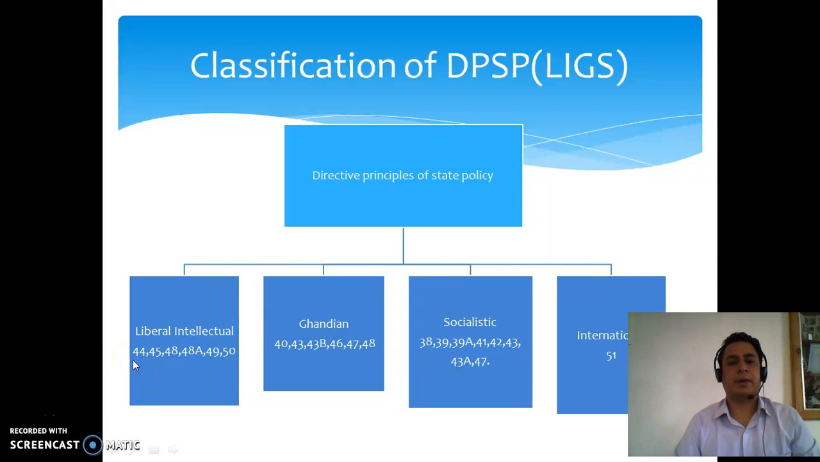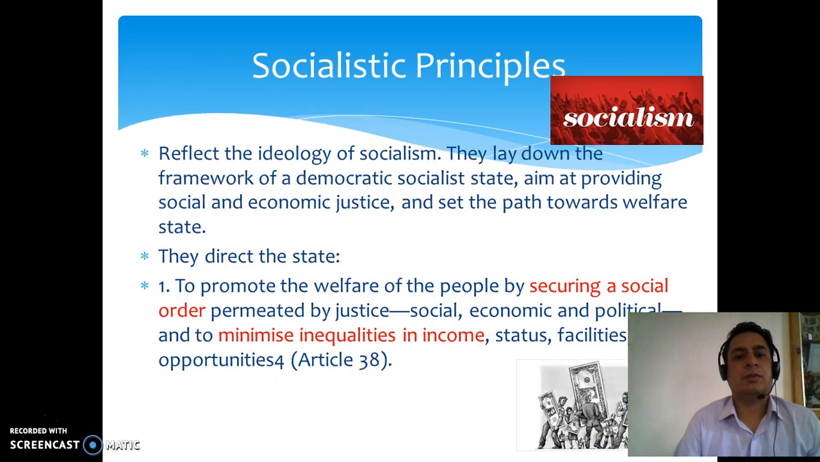Hello and welcome back. In our previous lecture, we talked about the introduction to the Directive Principles of State Policy and features of Directive Principles of State Policy, and we had started with the classification of the Directive Principles of State Policy, where we said that DPSP can be classified into liberal, Gandhian, socialistic and international principles, for which we gave you an acronym also, LIGS, in order to remember it in a better manner. Now we will talk about the socialistic principles.